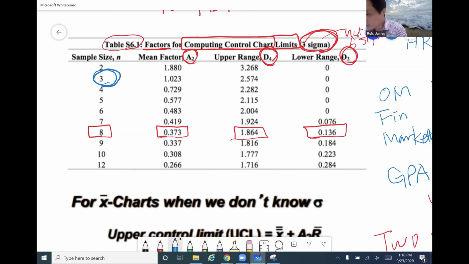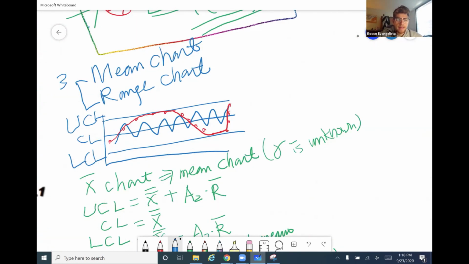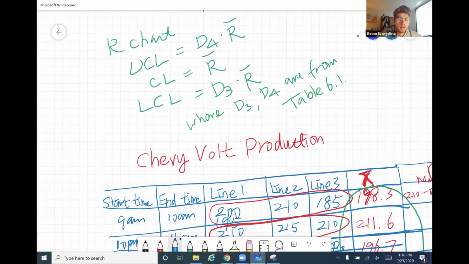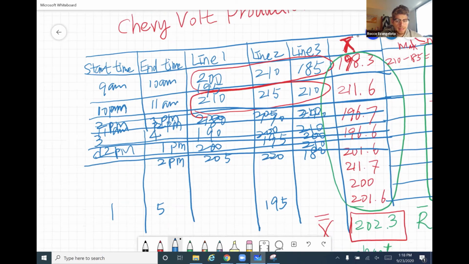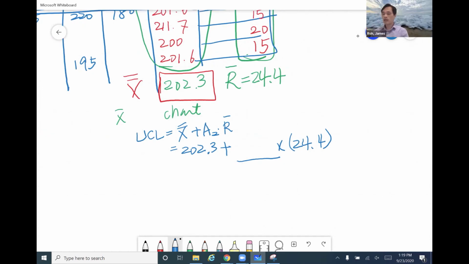That's why the sample size is 3. And the mean factor for that is 1.023, and D4 and D3 2.574. So I don't know if I can memorize that. 1.023 and 2.574. If we were to calculate the means by line and then calculate the means of the 3 lines, would that more or less be the same thing as calculating it by time slots and then averaging all those means? Does that make sense? I don't think so. They will throw you off.